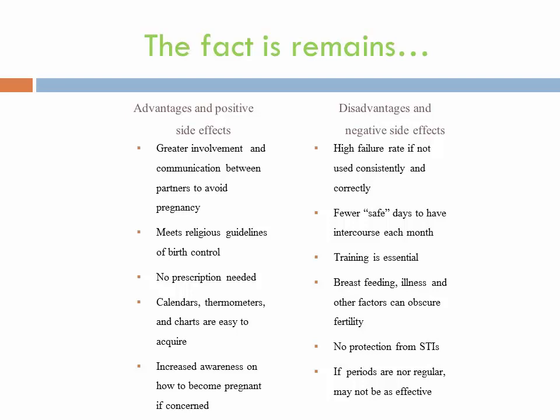There is no need for prescriptions. Calendars, thermometers, and charts are easy to acquire, and there is an increased awareness of how to become pregnant if concerned. Some disadvantages and negative side effects of these methods are high failure rate if not used consistently or correctly, fewer safe days to have intercourse each month, training is essential, breastfeeding, illness, and other factors can obscure fertility, there is no protection from STIs, and if periods are not regular, these methods may not be effective.